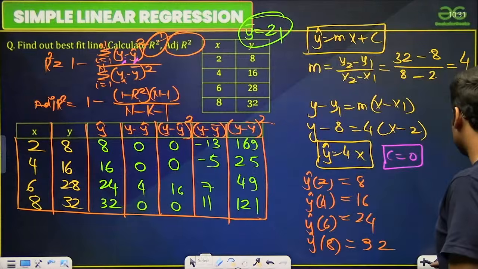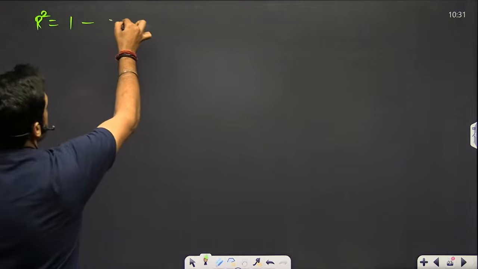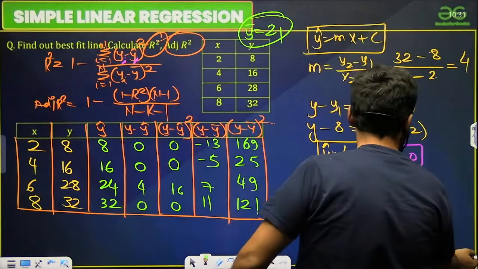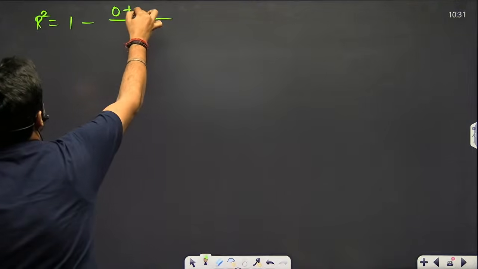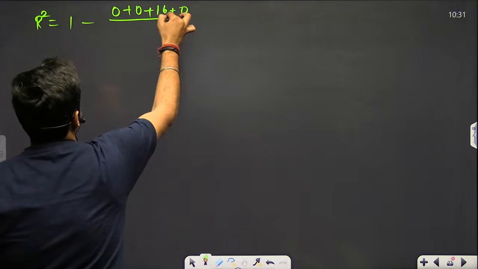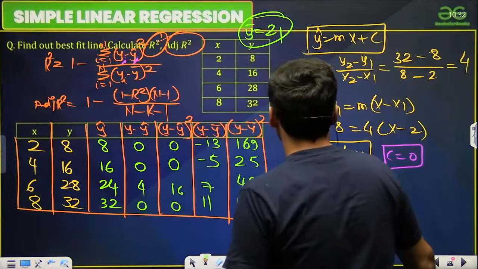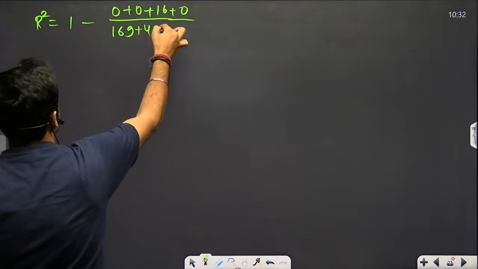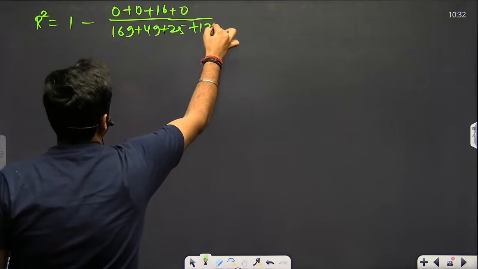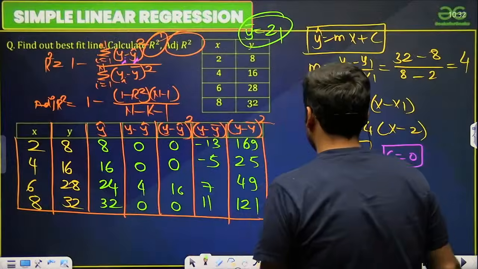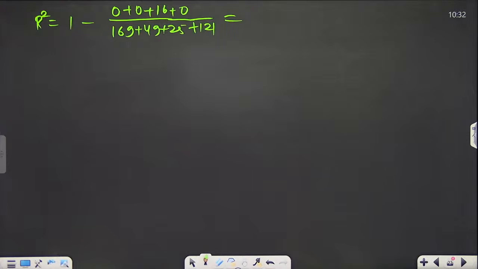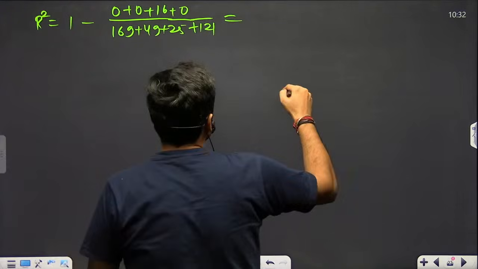Okay, now here what is R squared? I can just calculate the value of R squared. R squared is 1 minus residual sum of squares upon total sum of squares. What is the residual sum of squares? That is 0, 0, 0 and 16. And what is the total sum of squares? It is 169, 49, 25 and 121. So what is the value of R squared that I would be getting? It would be around 0.956. Everyone, please check your values.